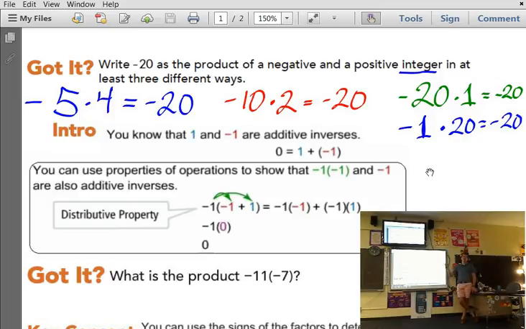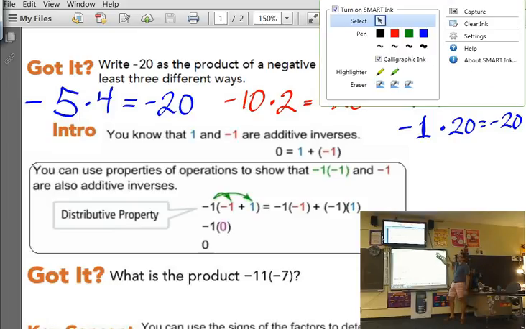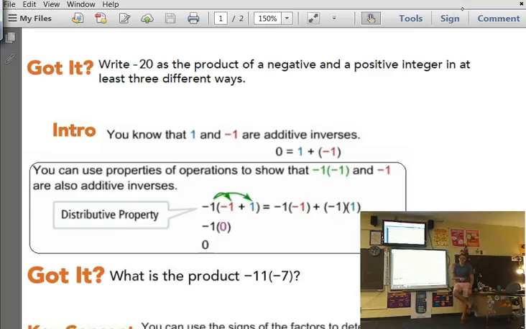Are there any others using numbers that we don't have up here that are integers still? Be careful because we need integers. These are the only integer pairs because think about the factors of 20. We have 1 and 20, 2 and 10, 4 and 5, and that's it. Those are all of our factors. Yes, but we already named those. Multiplication is commutative. We can flip it around.